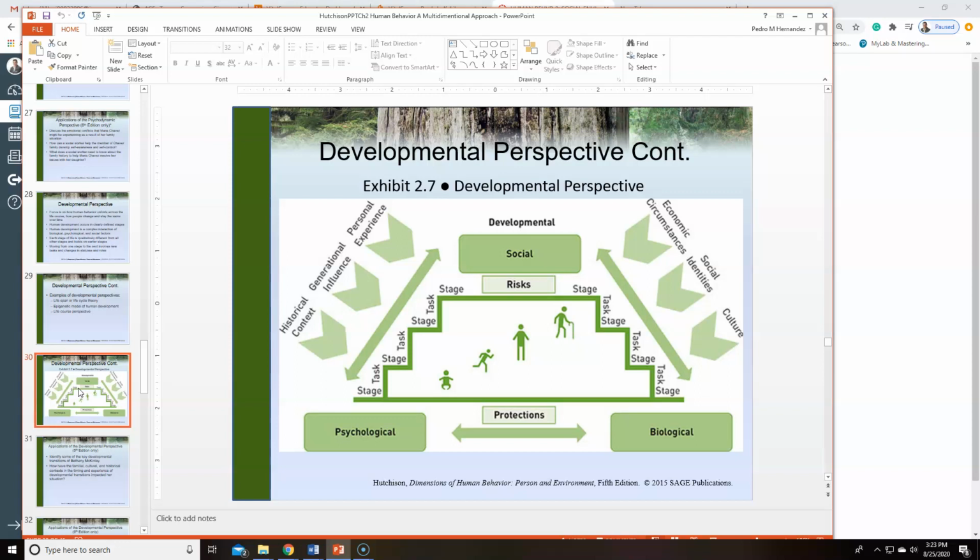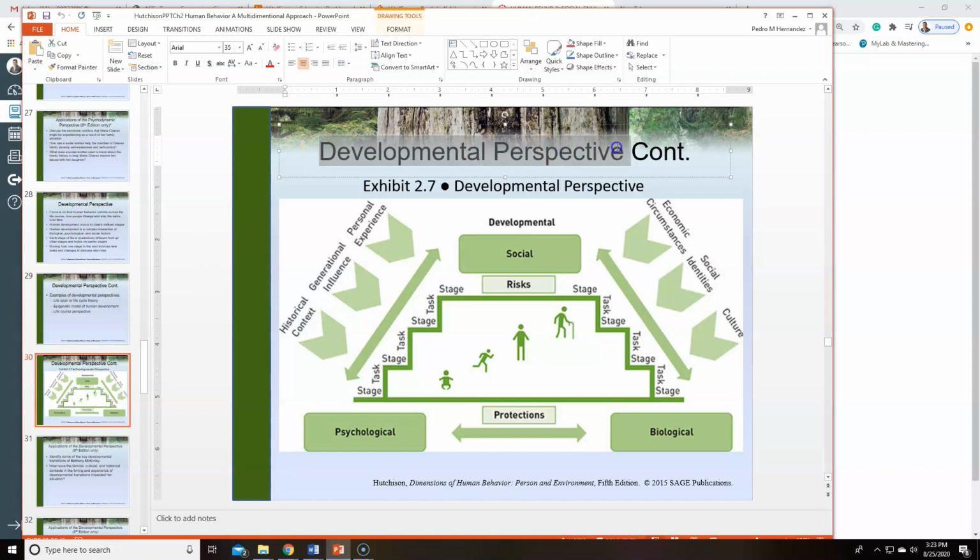And let me say this, there's a lot from this class and the second class that I assure you will be part of not only your licensure exam, but that you're going to need to use for other courses and for the profession of being a social worker. Okay, so the next perspective is developmental.